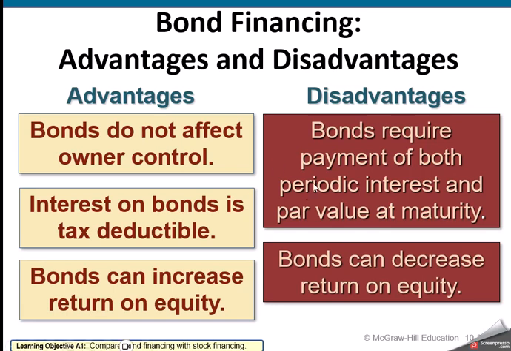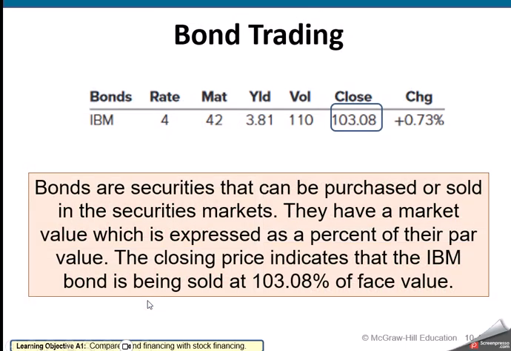The disadvantages is that they obviously have to pay interest, and they have to pay back the amount that they owe at the end. Bonds can decrease the return on equity if the interest expense would be too high and then your net income didn't go up. But again, we're hoping that if you're borrowing the money, you're doing something good with it, right?